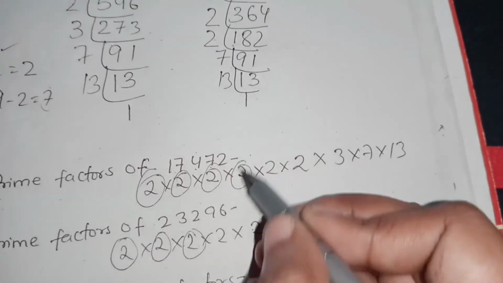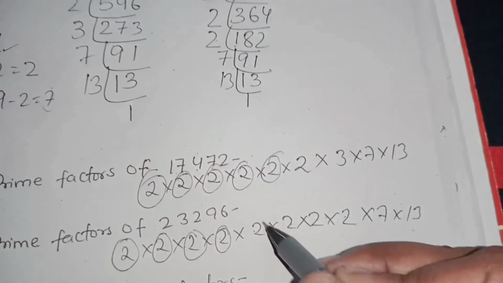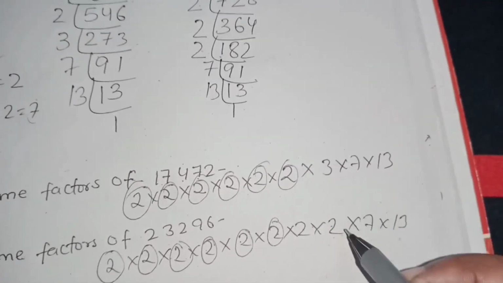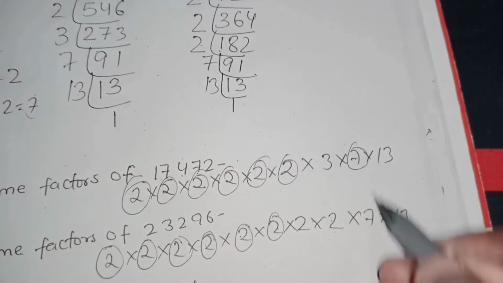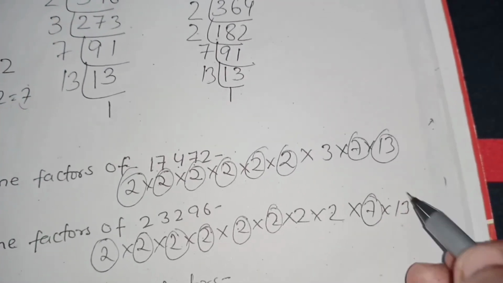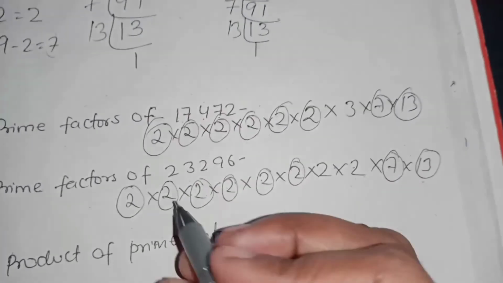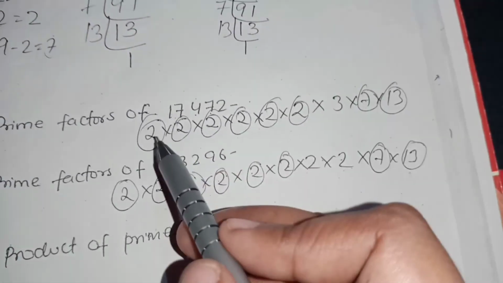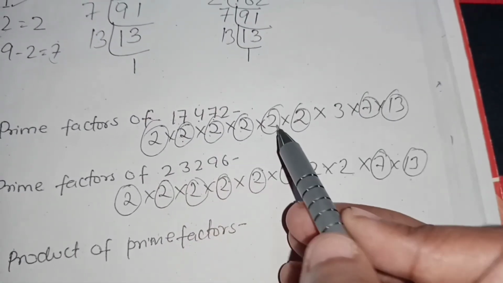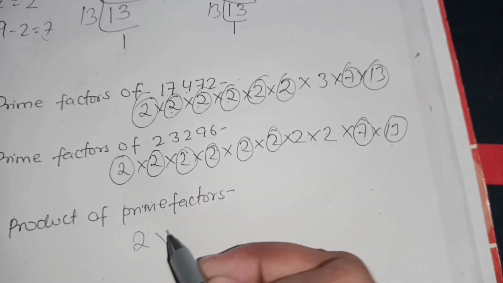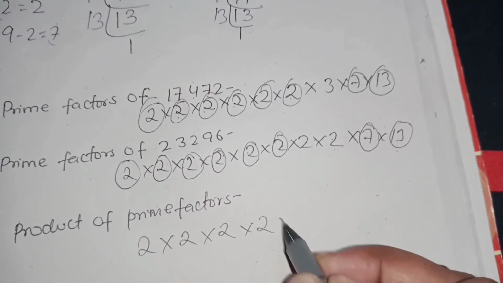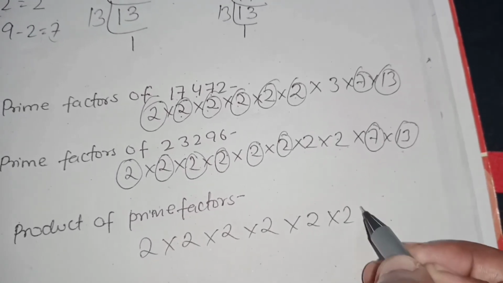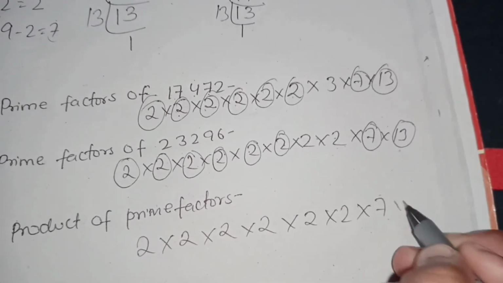See here, common. Now see, 3 is not common here, so we'll leave it. 7 is common, 13 is common. Now you have to write the common ones. Out of these 2s you have to write the common. So how many common are there? 1 2 3 4 5 6 2s are common. 2 into 2 into 2 into 2 into 2 into 2 into 7 into 13.